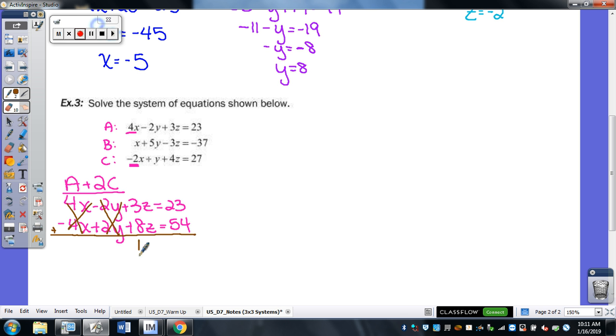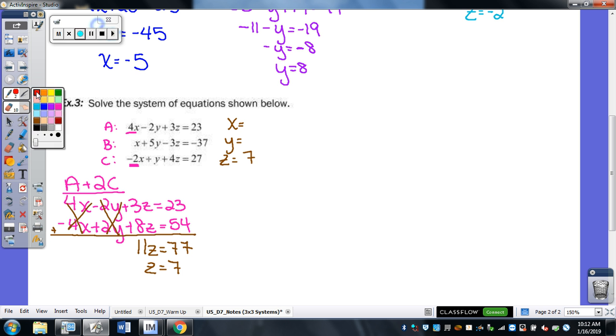So 3z plus 8z is 11z equals 77. 23 plus 54 gives us 77. Divide by 11 and we get z equals 7. We've already got one of our answers. So now the thing is, we still only have equations A, B, and C. You don't have enough information to be able to figure out your other 2 letters yet. So we still have to create a second equation.